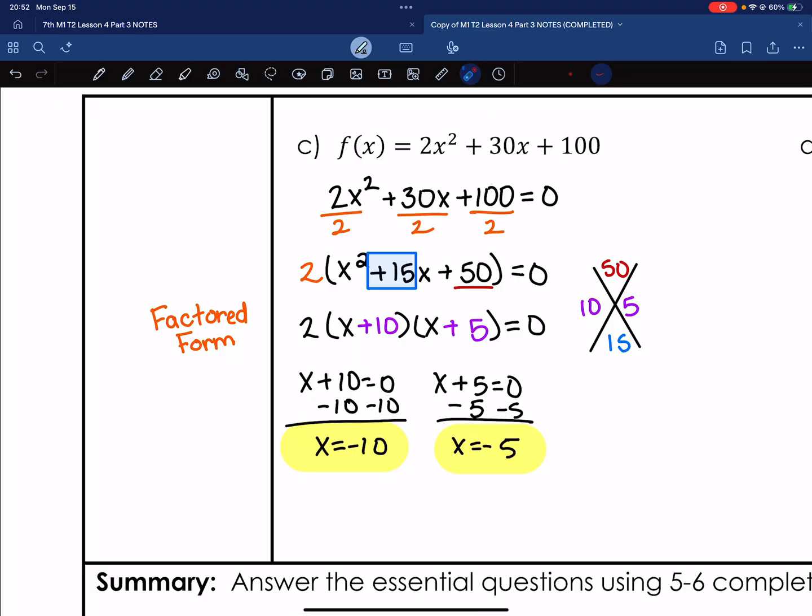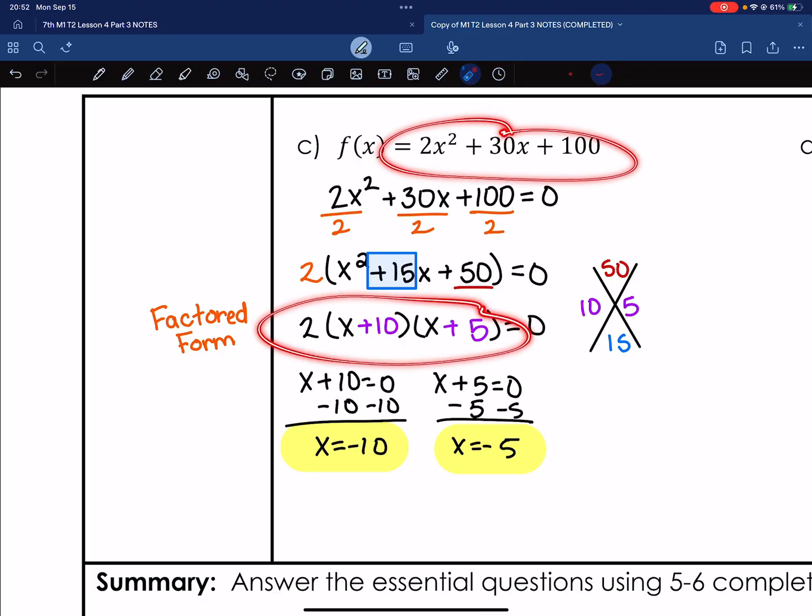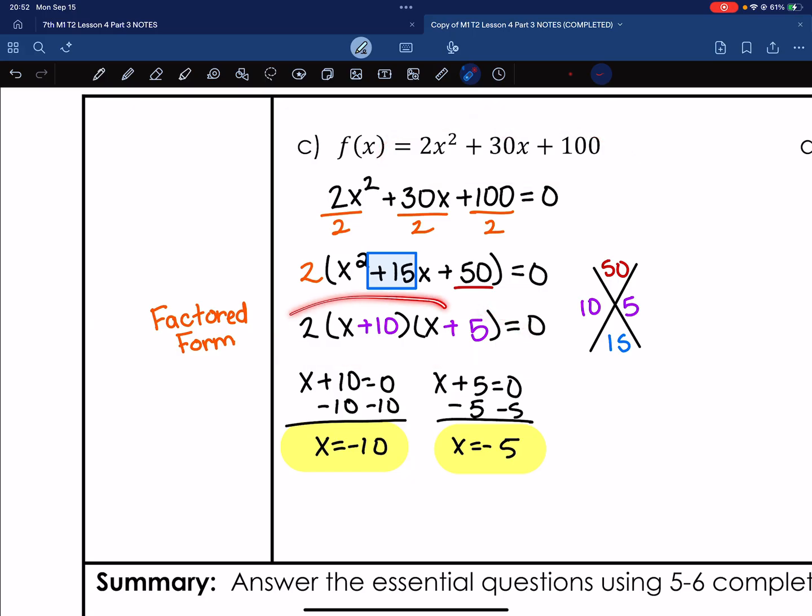So again, 1, you could graph this and see if it's the same graph. 2, you can multiply this out and you should get this equation. And 3, you can plug in each x value one at a time and you should get 0. And that's how you know that you did this correctly. You don't have to do all 3, just pick one and that's what you do.